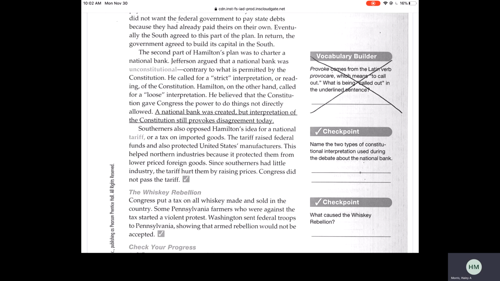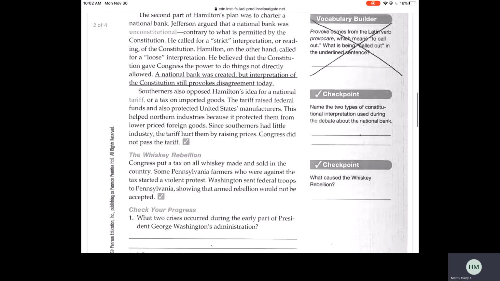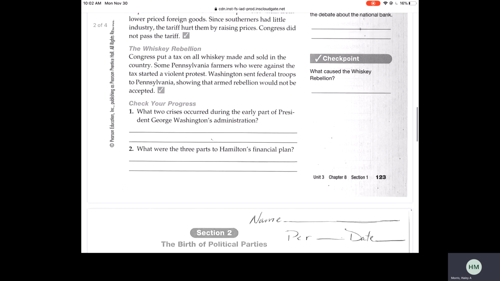And so we have another checkpoint here. Name the two types of constitutional interpretation used during the debate about the national bank. And so those would be Jefferson's interpretation and Hamilton's. How did they interpret the Constitution? You can go ahead and answer that now and then move on to the next paragraph.